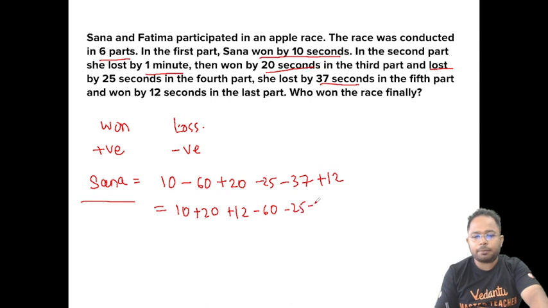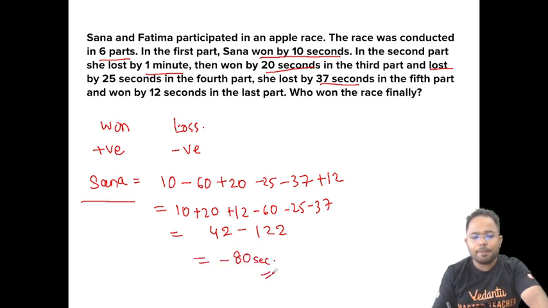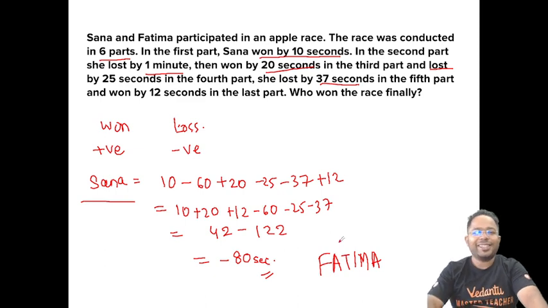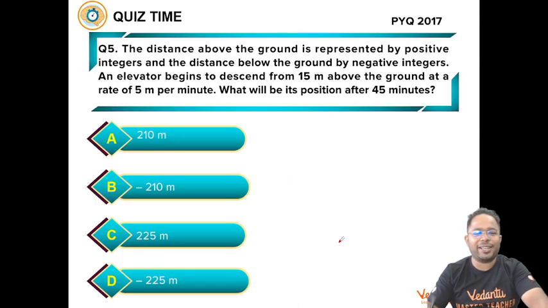Now, if we do the calculations, what we find is the positive numbers 10, 20 and 12, and the negative numbers are these. So it's 242, and here we add: 7, 5, 12, carry 1, 6, 1, 7, 2, 9, 9, 3, 12. So we are getting a negative 80 seconds. Means, if a negative answer is coming, that means loss. So, who won? Fatima won. Alright? Okay, let's move on to the next question.